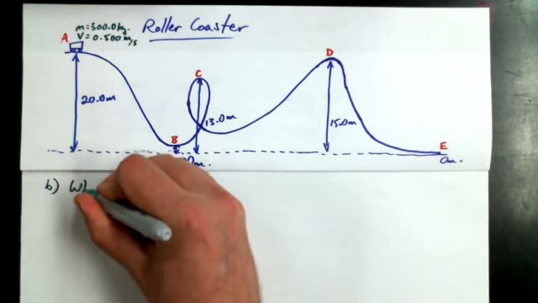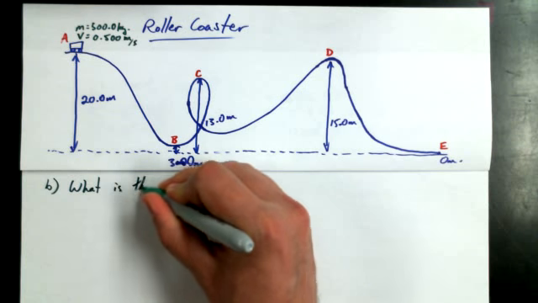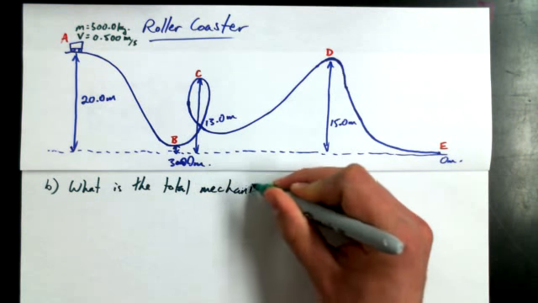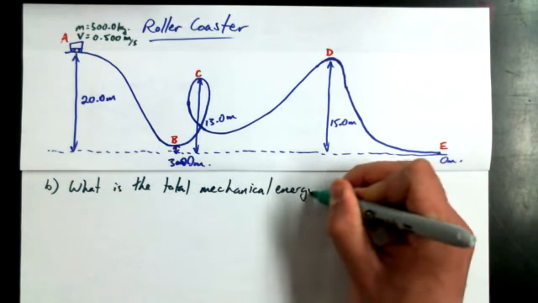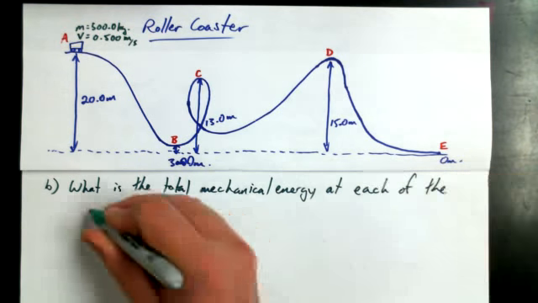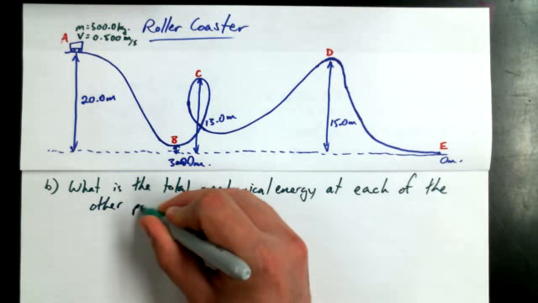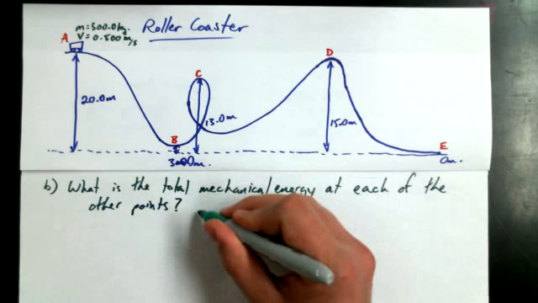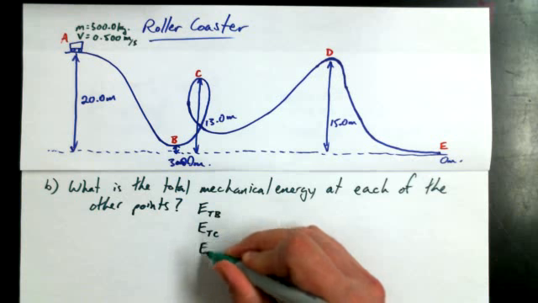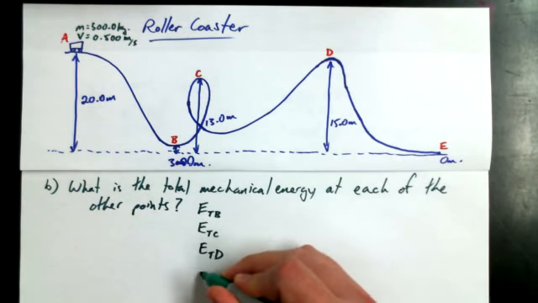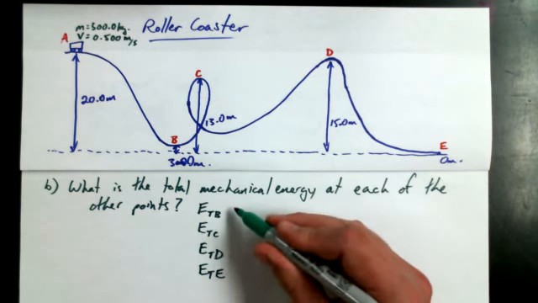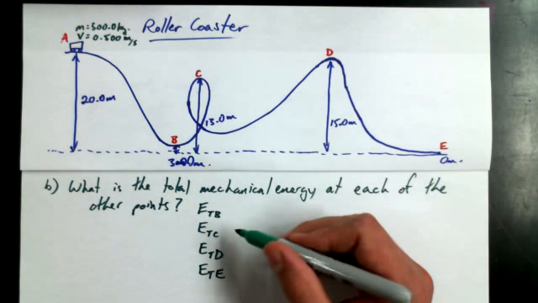Really quick one. What is the total mechanical energy at each of the other points? So I could say E total at position B, E total at position C, E total at position D, and E total at position E. What's the value of that at each of the other 4 points? The same? Yeah, the same. It doesn't change. Why would it?